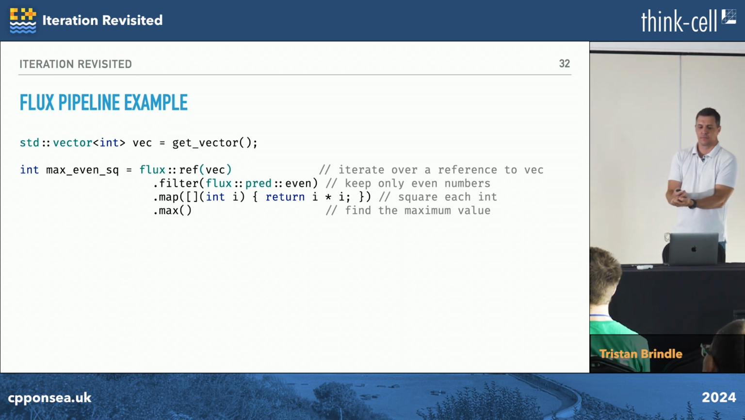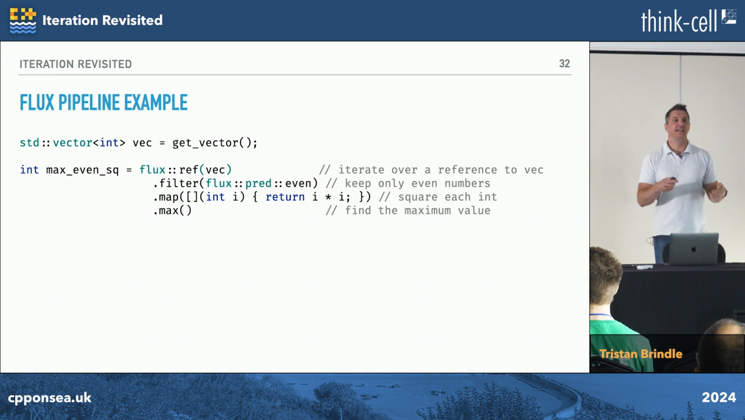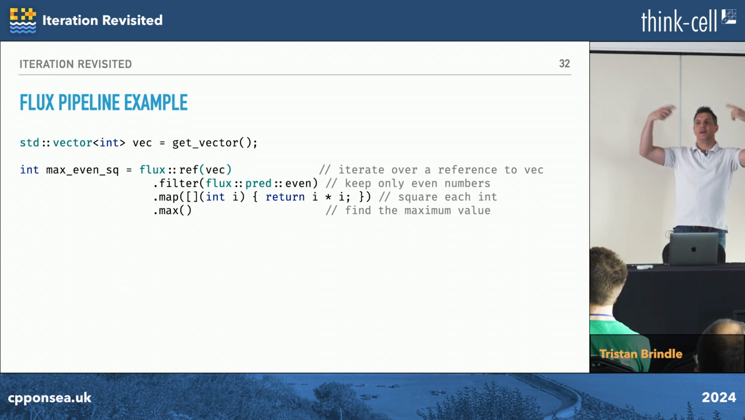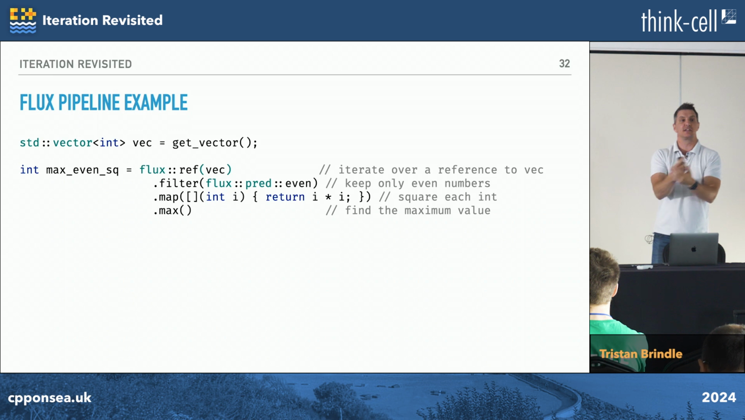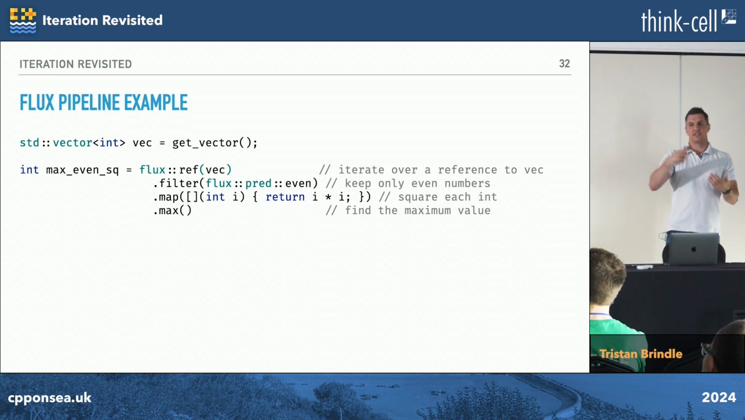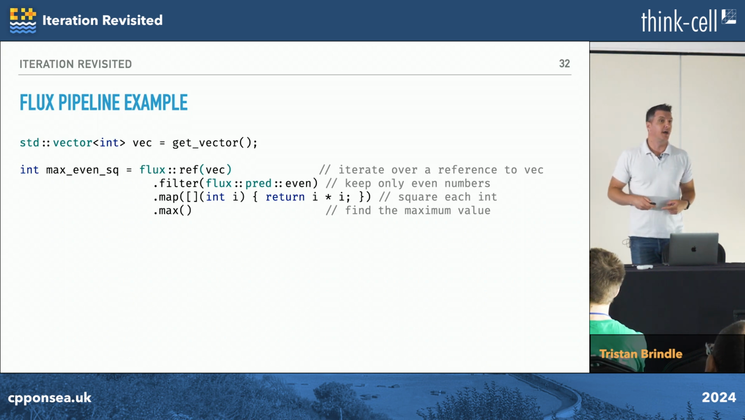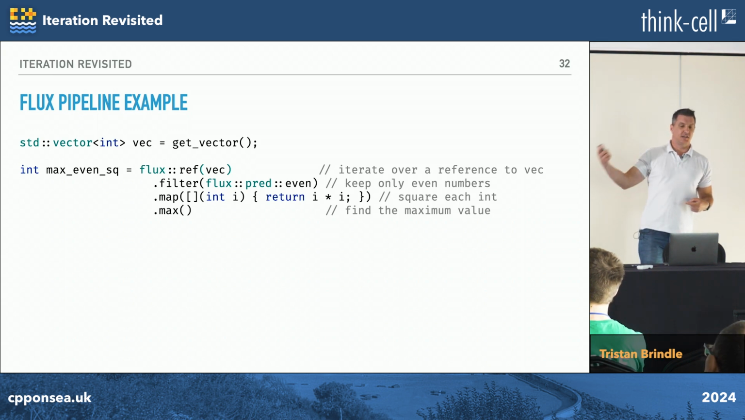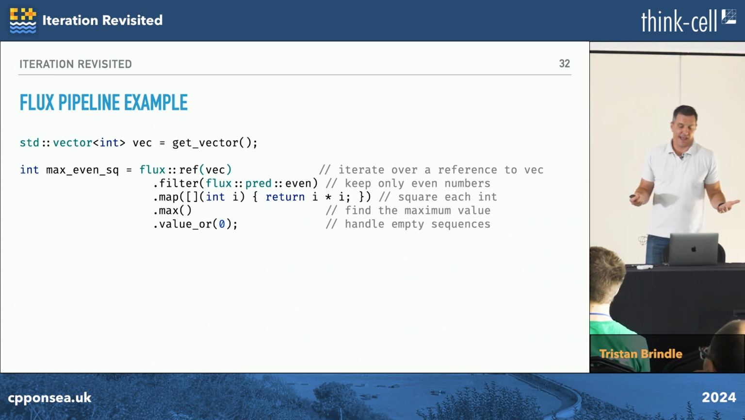So the max algorithm in Flux actually returns you an optional, right? It actually returns you an optional containing the maximum value. And so if you have an empty sequence and you request the maximum of an empty sequence, it's going to give you an empty optional. And otherwise, if the sequence is non-empty, it's going to give you the maximum, right? So as written, even if you put the semicolon, this actually wouldn't compile because you'd be trying to assign an optional into an int.